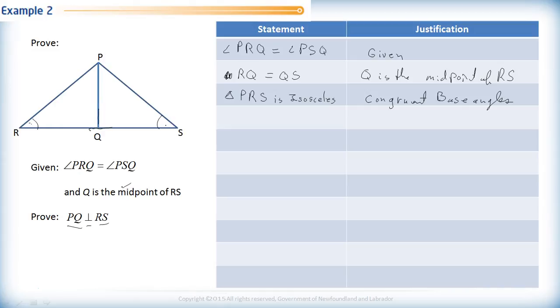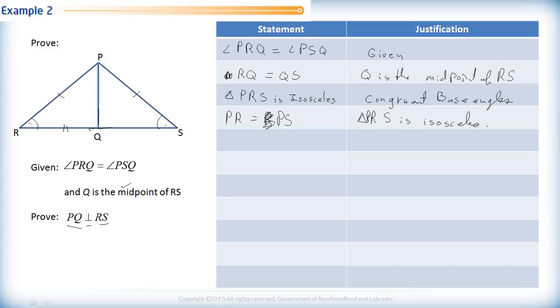Now, what else can we say? If that's isosceles, then that tells me that PR and PS have to be congruent because it's an isosceles triangle. So PR has to be the same as PS, because, what's our justification here? Because PRS is isosceles. Okay, we've got that.